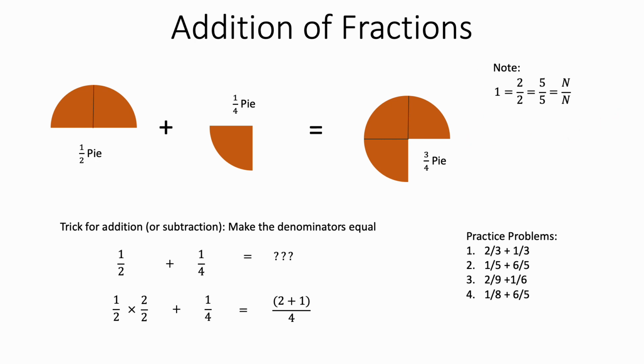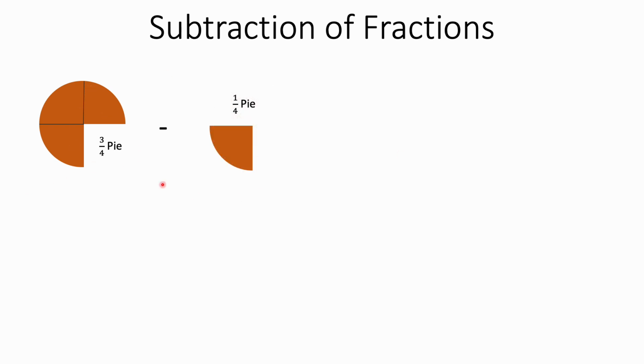Okay, next let's learn about subtraction of fractions. So when you subtract fractions, it's the same rule. You make the denominators the same, but now all you have to do is subtract the numerators. So let's take the same example, or slightly different, where you have 3/4 of a pie and a friend of yours comes and you have to give away 1/4 of a pie to her, right? So from 3/4, now you're taking away 1/4.